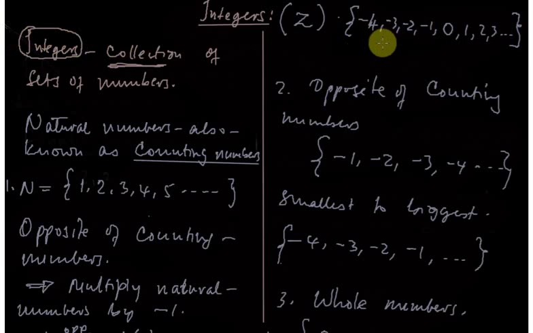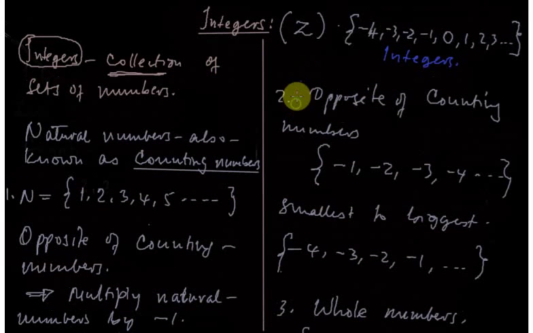Now you see it is a collection of the opposite of counting numbers and whole numbers. Or we can say it's a collection of the opposite of counting numbers, 0, and the counting numbers themselves. Together they make what we call integers. Very interesting, huh? So please go through again and again.